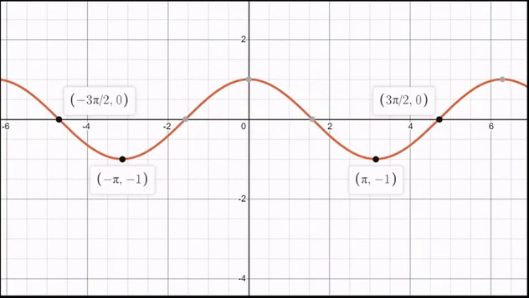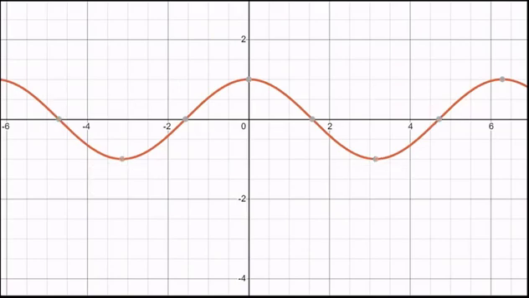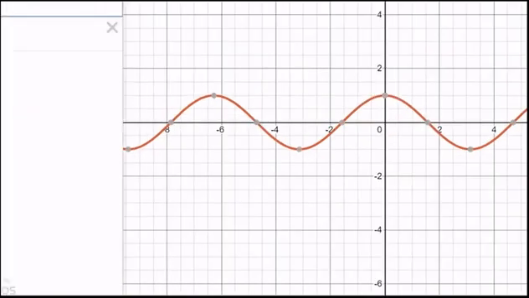Take one more example. Cos of 3 pi by 2 is how much? 0. What is cos of minus 3 pi by 2? This is also 0. I'll give you an example of a function which is an odd function. Now let's take an example of an odd function.